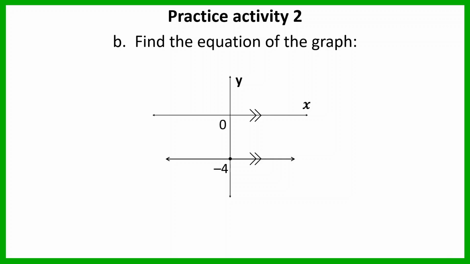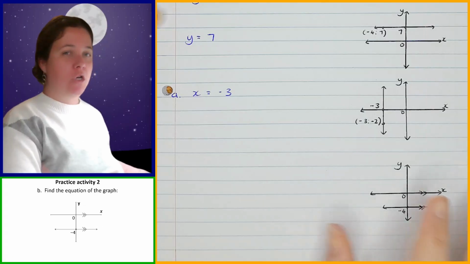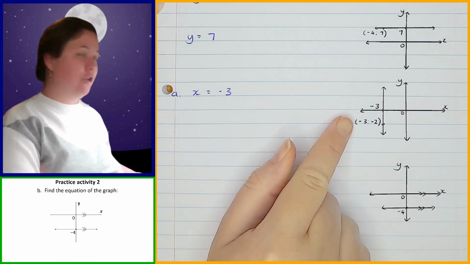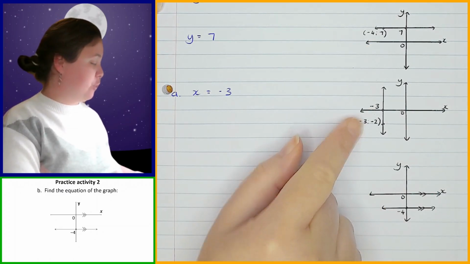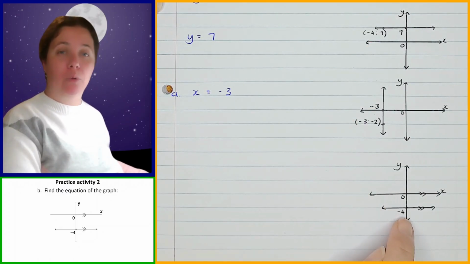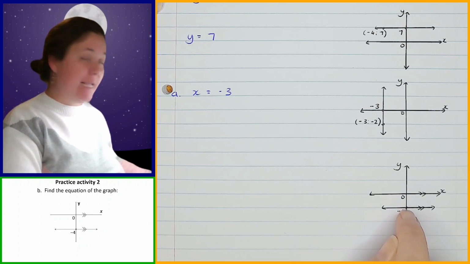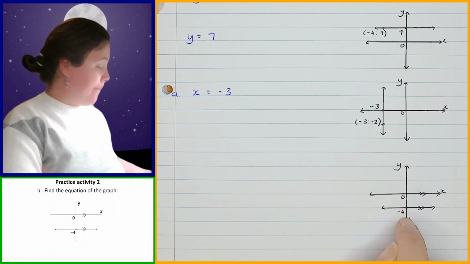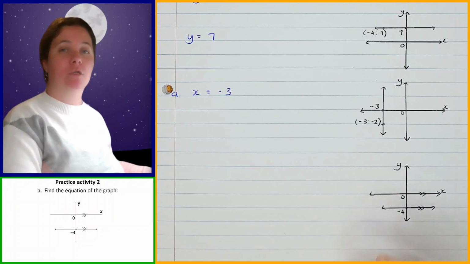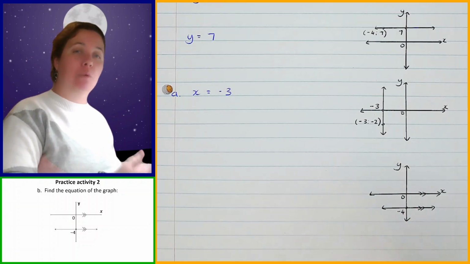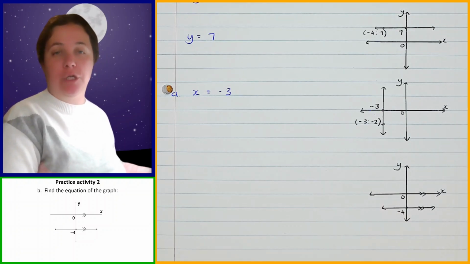Okay, so let's go through that question. In this one, it looks a little bit different to the previous two because I've only been given 1 point on this graph. I've been told that it's passing through the y-axis at -4, but I haven't been given another point. So I haven't been told that the y value at another point is also -4.